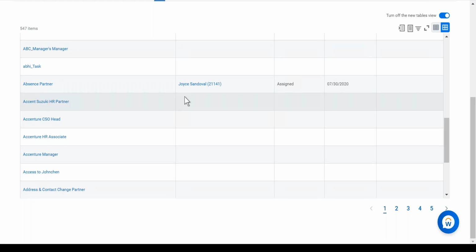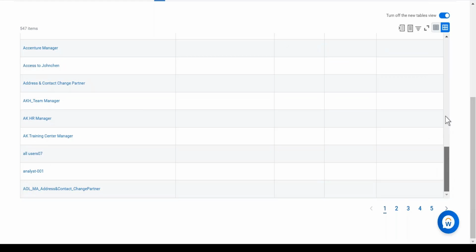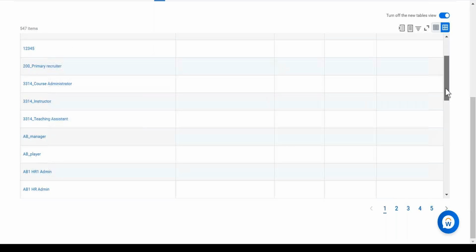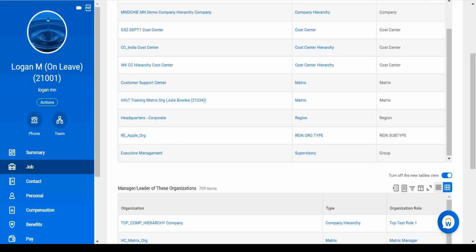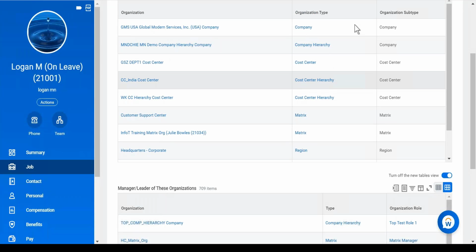Only absence partner has a person sitting on it. So this is where you go. You go under the roles tab and you look for the relevant security group, and this is what you have to pull. You have to pull the name of the person who has been assigned the security group in that particular org. Okay, so since absence partner has a role, let's find the absence partner for the worker's superorg.